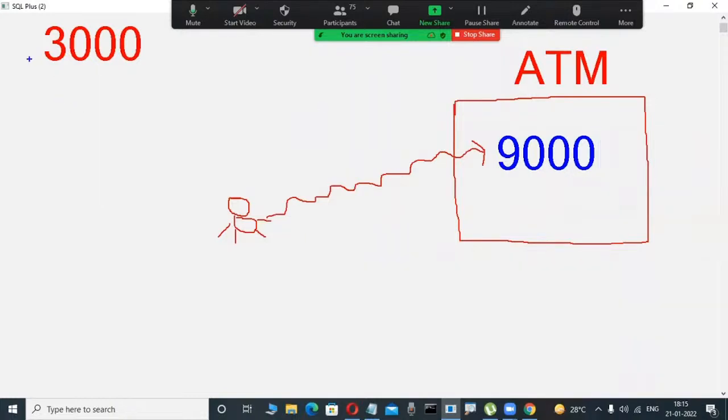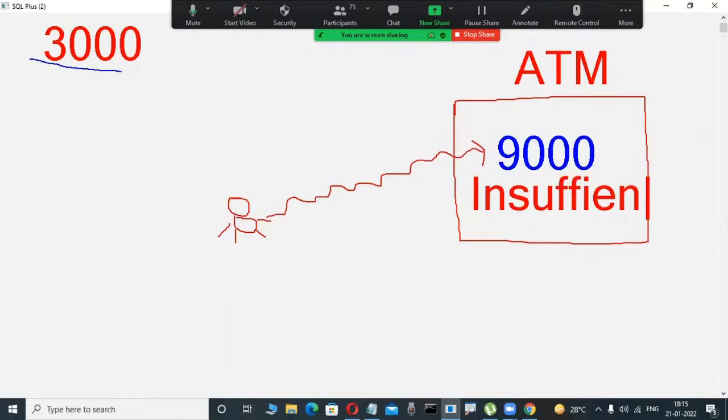Here my balance is 3,000, but how can I get 9,000 rupees? Impossible. In this case, it will give a message. Are you observing your ATM machines? Maybe some message will be displayed, suppose "insufficient funds", something like that.